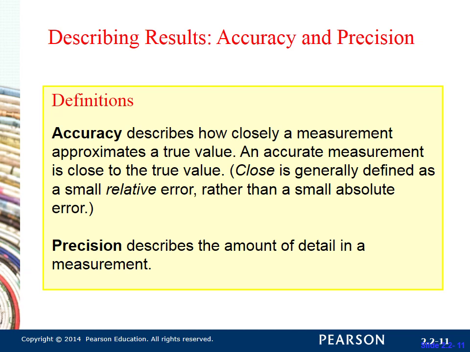Precision, on the other hand, describes the amount of detail in a measurement. So on your section notes, I put a little bit of extra information there under precision. So for example, and again, I'm looking at your section notes right now. It says a person's weight is 138.70 pounds. Is more precise than saying that the person's weight is about 140 pounds.